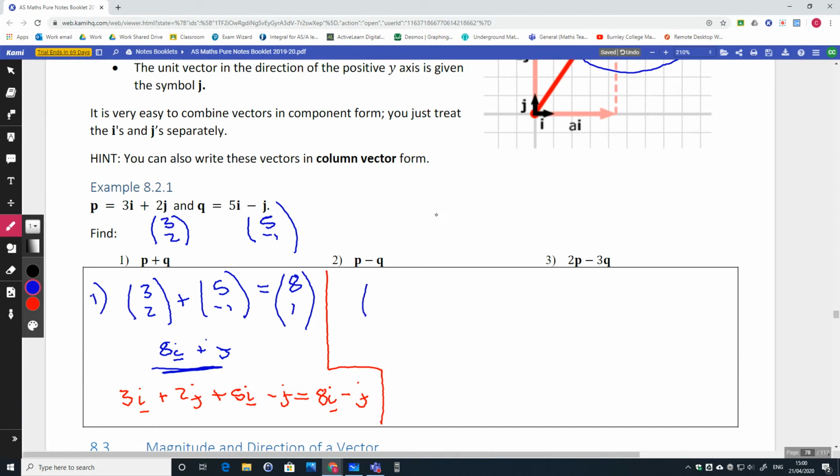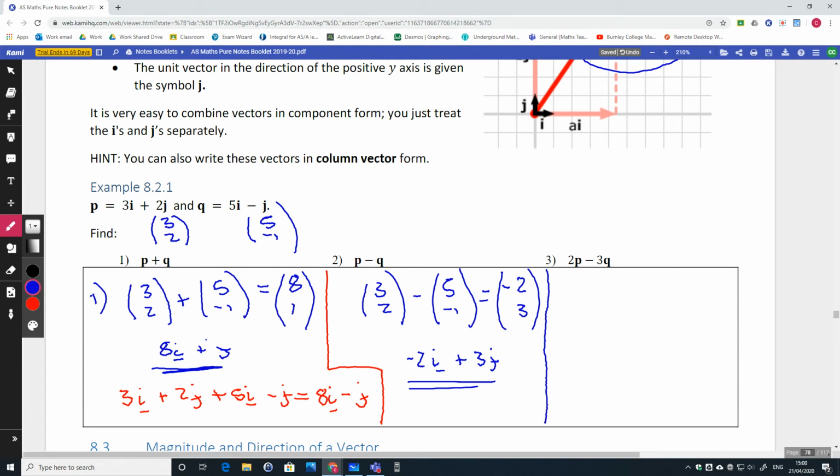So p minus q. I've just got 3 minus 5 is minus 2. 2 minus minus 1 is 3, which I would write as -2i + 3j. We tend to write i first and then j second, just because it's a similar idea to coordinates. You're doing the x-axis first and the y second, but you can reverse them if you wanted to.